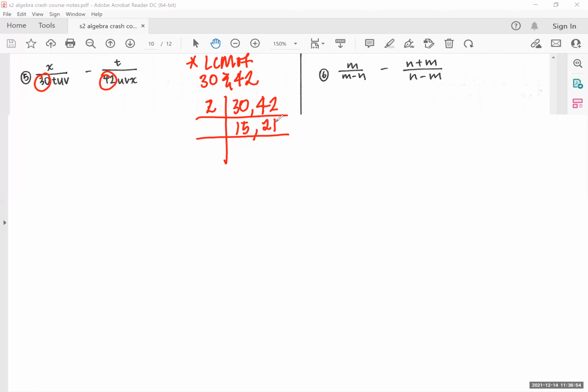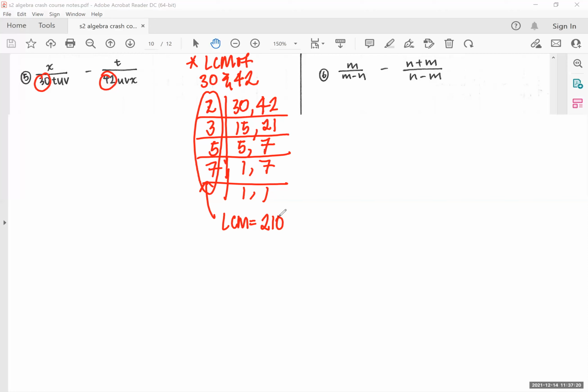No more 2 means I move on to the next number, which is 3. So take out a 3. What am I left with? 5 and 7. Any more I can take out between 5 and 7? No. So take out a 5 again, left with 1 and 7. Take out 7 again, and left with 1 and 1. So now this is your LCM. So LCM will be equal to 3 times 2 times 3 times 5 times 7, which is 210. Is it confirmed? Someone double check. Yes, 210. Okay, so that means I know that the denominator is over 210.